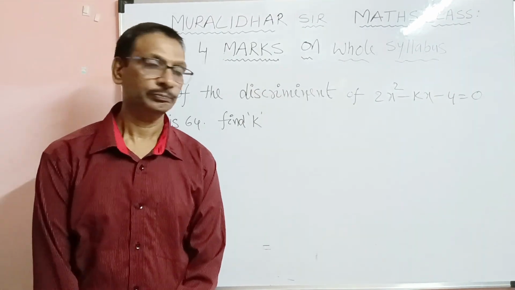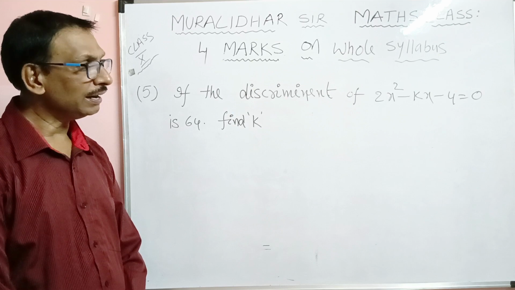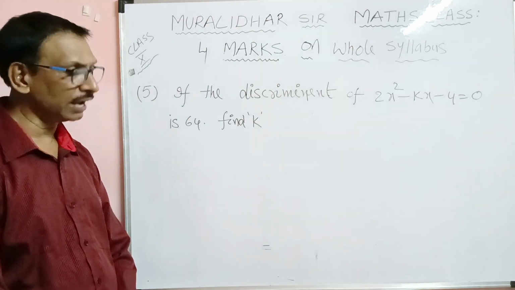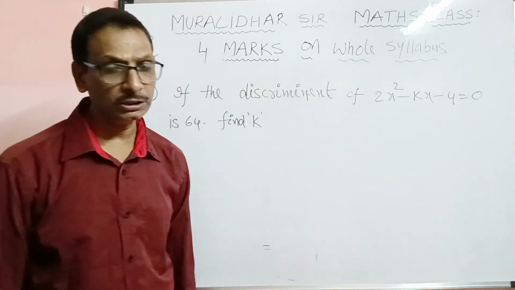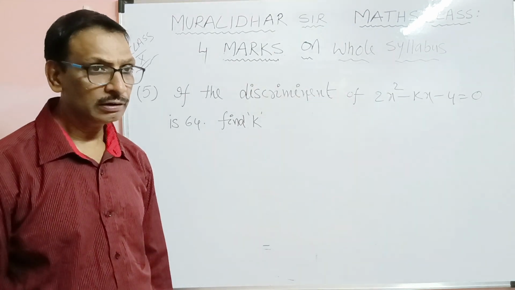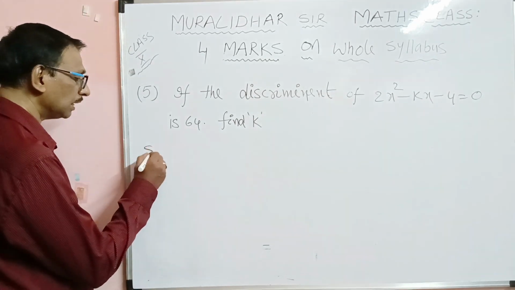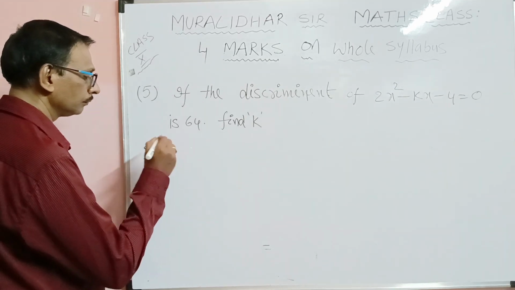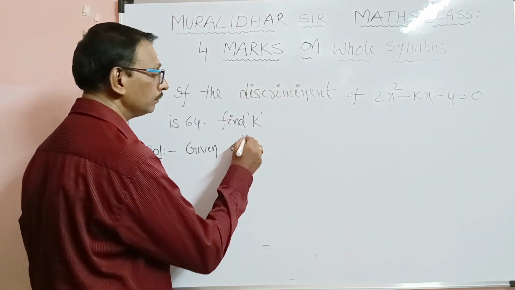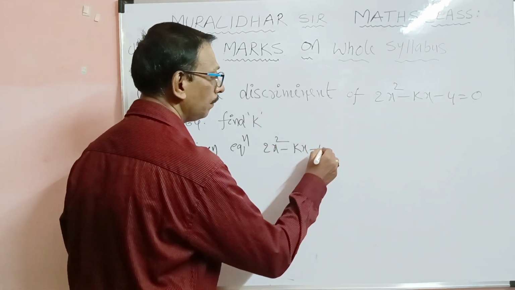One more problem. If the discriminant of 2x square minus kx minus 4 is equal to 0 is 64, then find the value of k. మన క్వాడ్రాటిక్ ఈక్వేషన్లో k కూడా ఉంది. ఆ k వాల్యూ కనుక్కోమంటున్నారు. ఫస్ట్ గివెన్ ఈక్వేషన్ వీ ఆర్ కంపేరింగ్ విత్ ax square plus bx plus c. దీనికి సొల్యూషన్ ఎలా చేయాలంటే, given quadratic equation 2x square minus kx minus 4 is equal to 0.